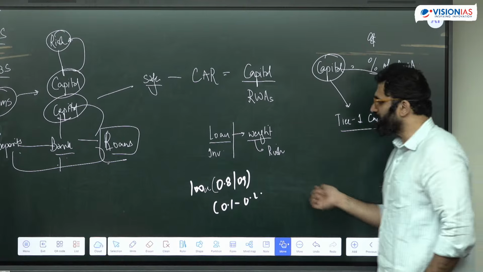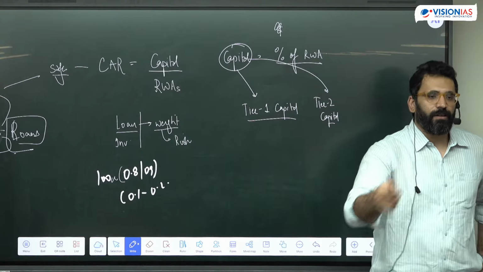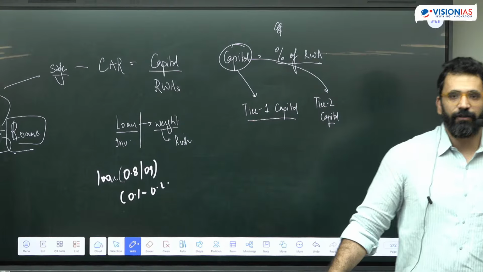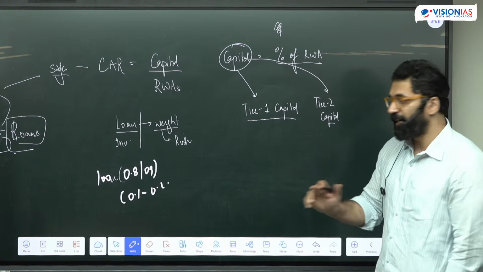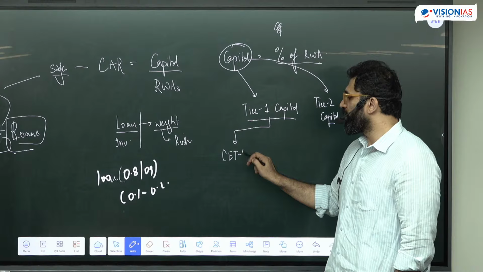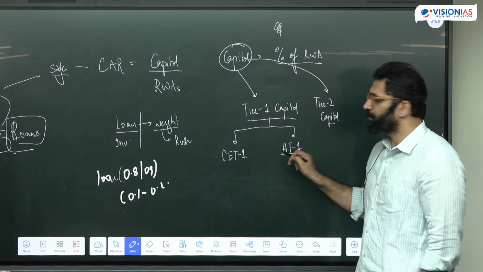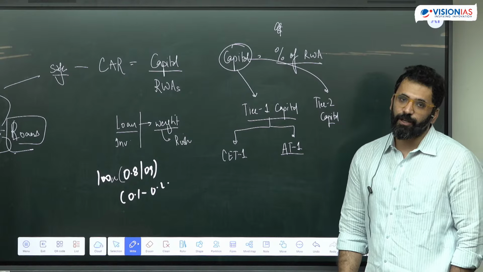What is the difference in classification? This is also in the news. On Tier 1, recently one of the directors resigned from HDFC Bank over Tier 1 capital. That was about AT1 bonds. Tier 1 capital is of two types. One is common equity Tier 1 and the other is additional Tier 1. What is common equity Tier 1?